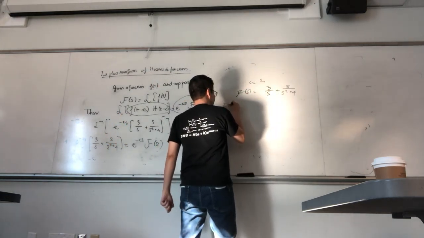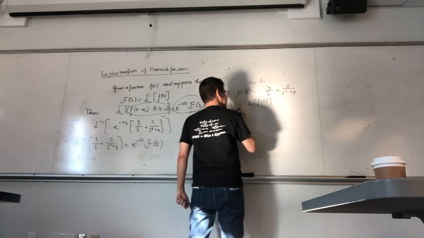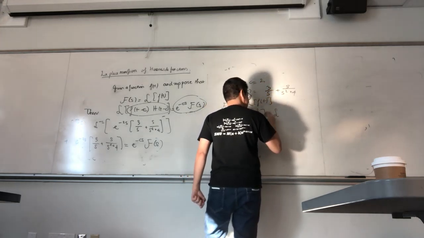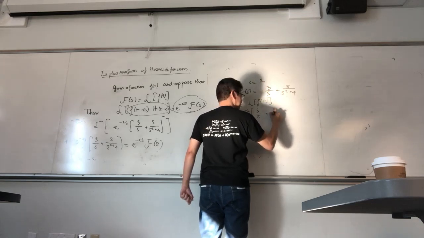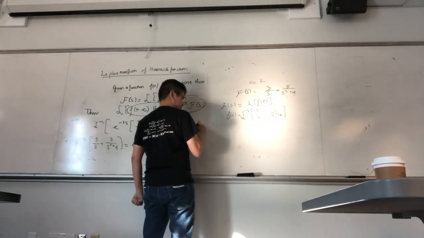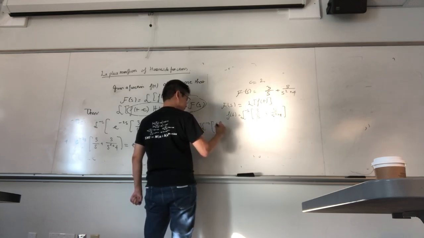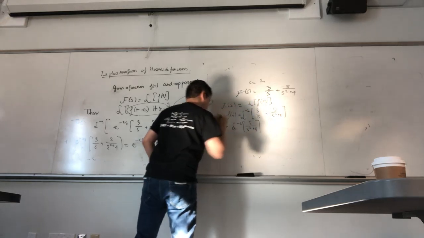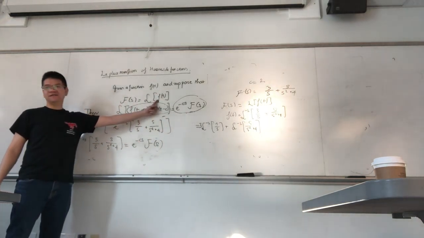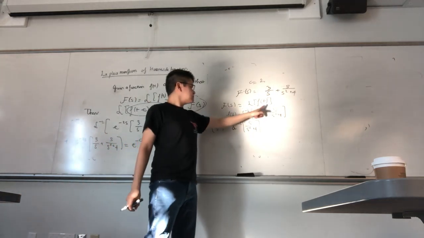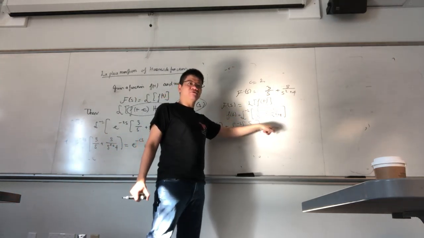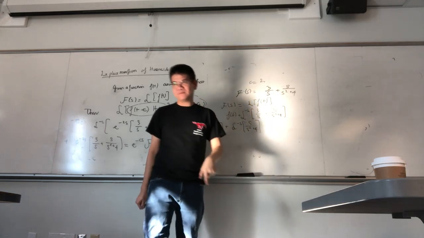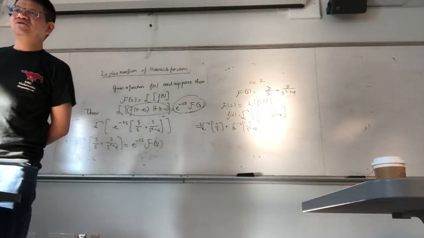So you have F of s is the Laplace transform of this little f. So this little f will be the inverse Laplace transform of 3 over s plus s over s squared plus 4. So little f will be 3 times the inverse Laplace transform of 1 over s plus the inverse Laplace transform of s over s squared plus 4. What is the inverse Laplace transform of 1 over s?